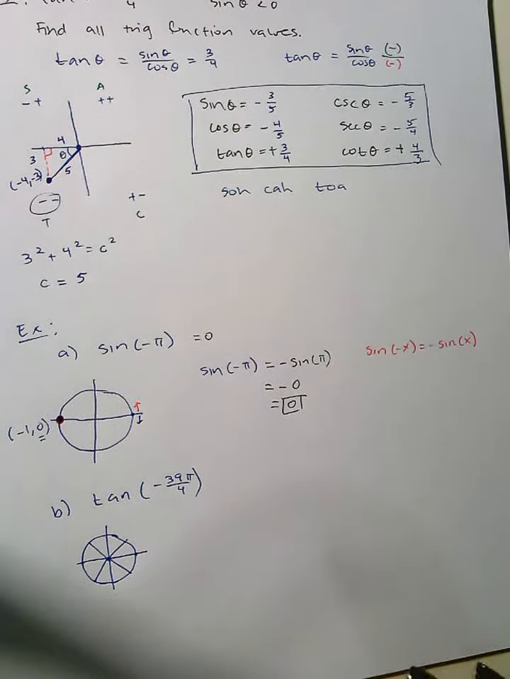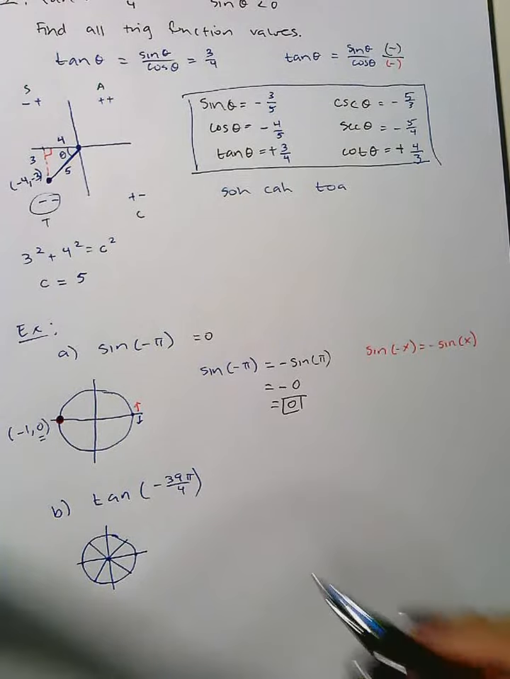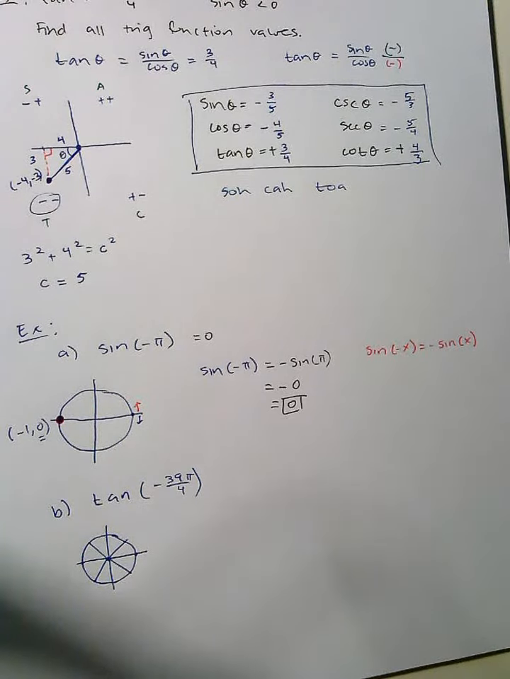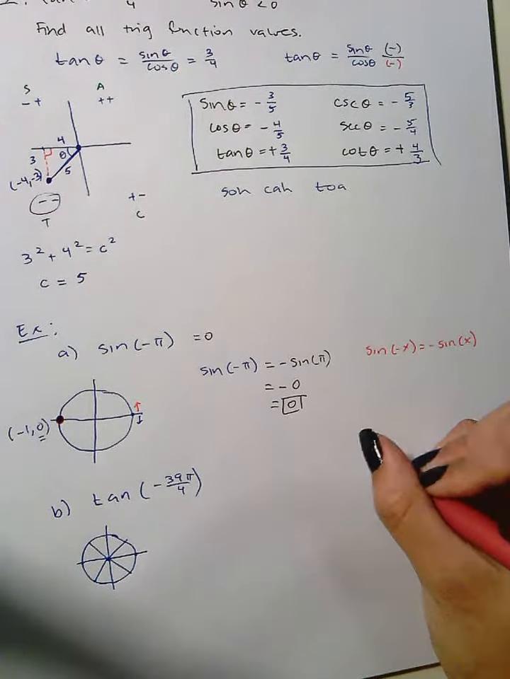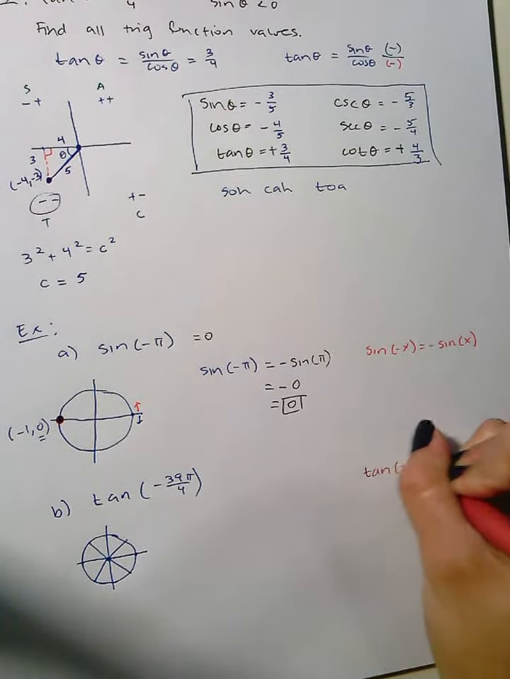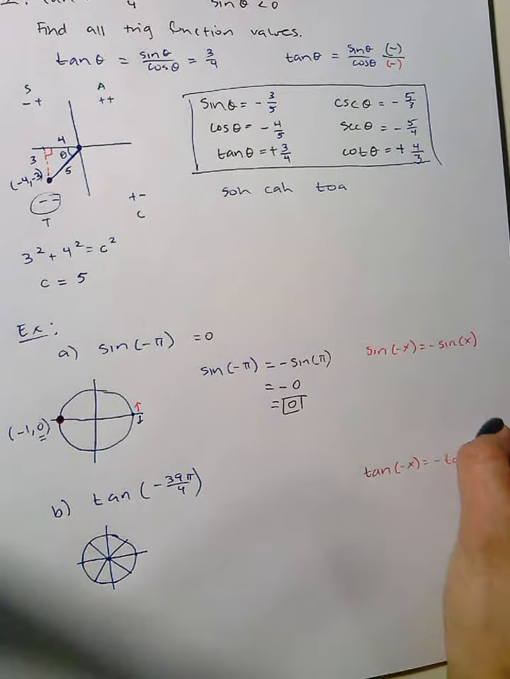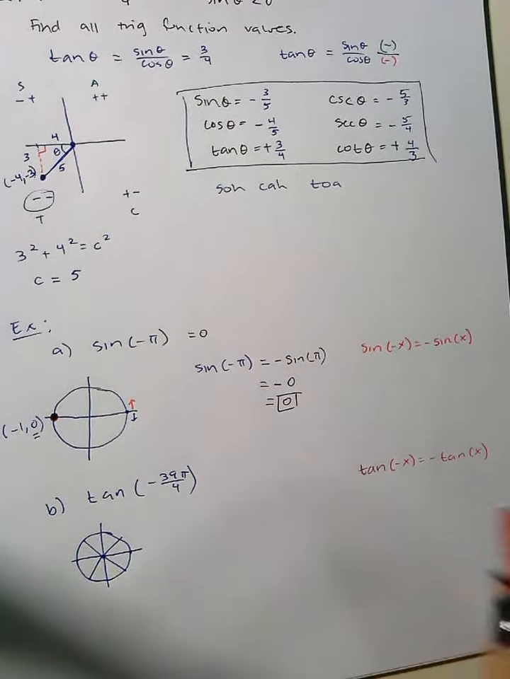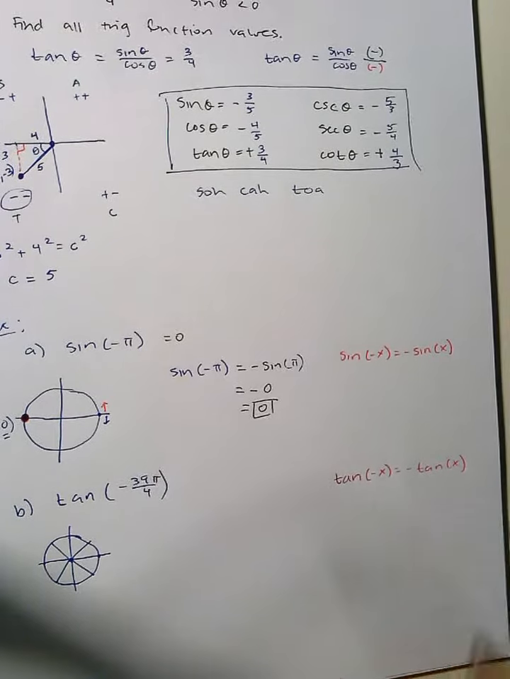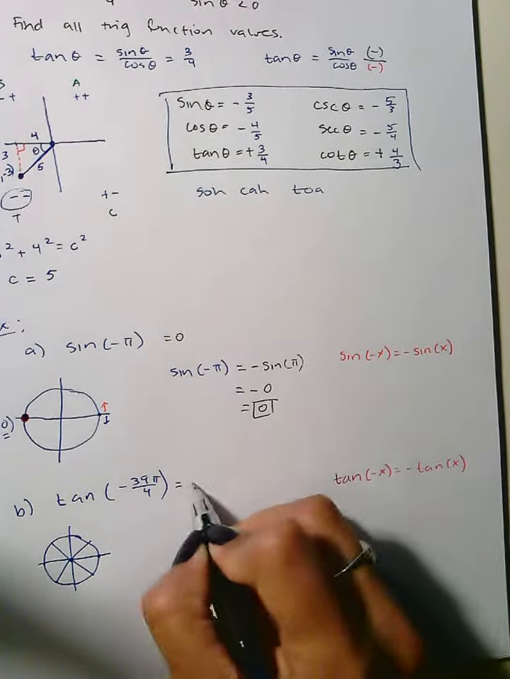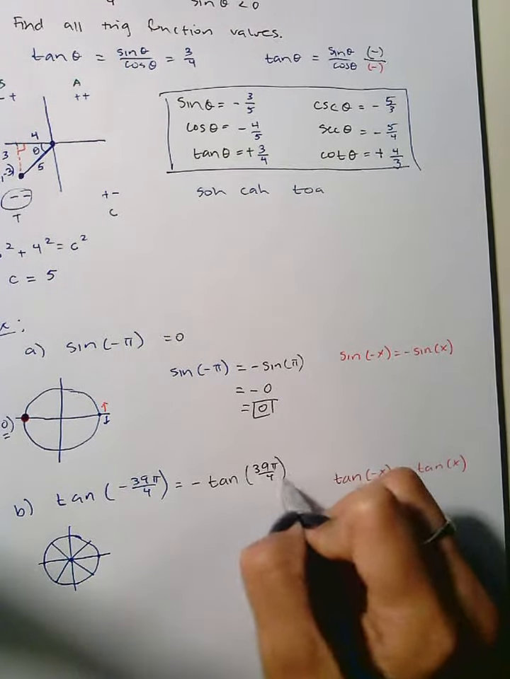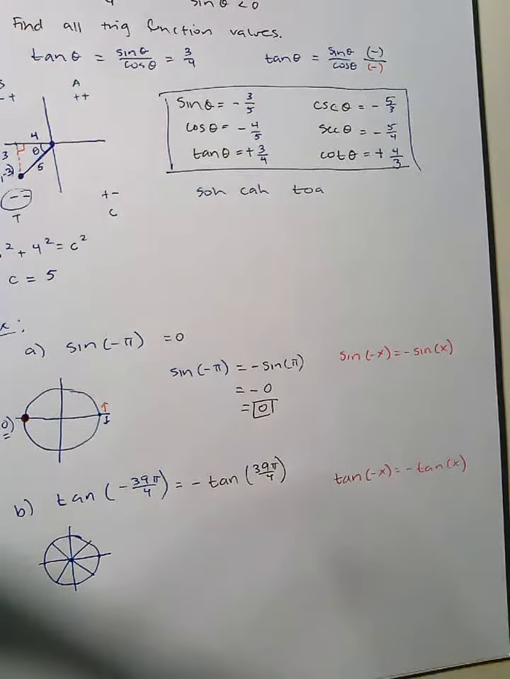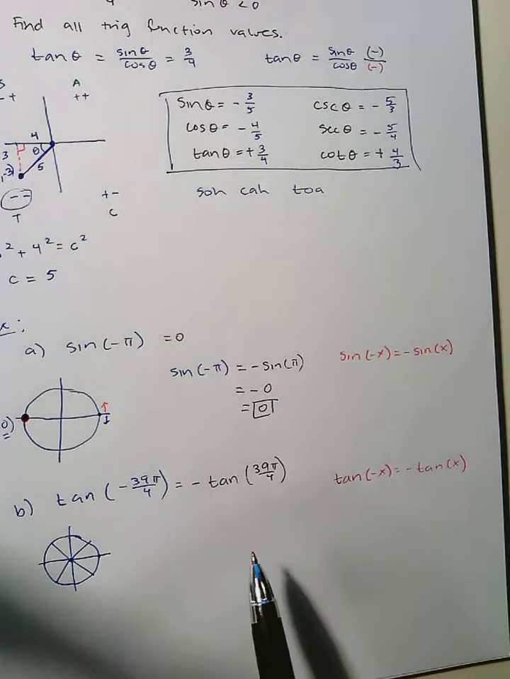That takes too long. So what we're going to do is use the even-odd properties for the tangent. We know that tangent is an odd function, so that means that tangent of negative x is equal to negative tangent of x. So we're going to go ahead and use this rule here. So tangent of negative x equals negative tangent of x. That means that I can simplify this to negative of the tangent of 39 pi over 4. Now I have to find the tangent of 39 pi over 4. Now this becomes a problem that we've done before.